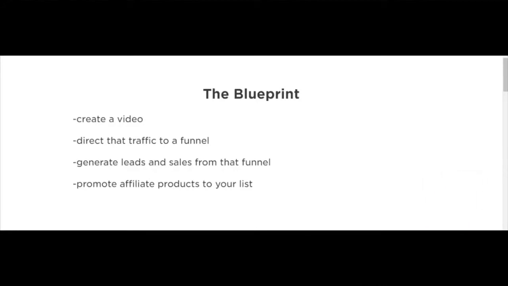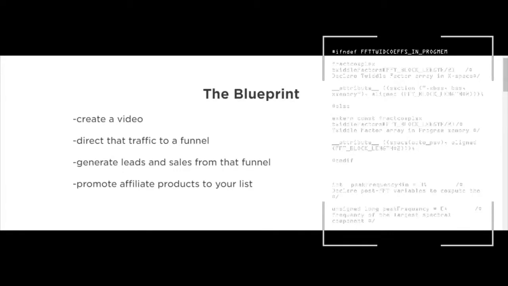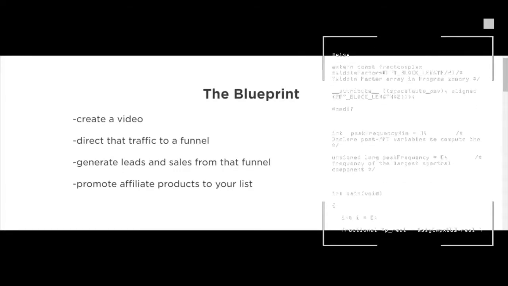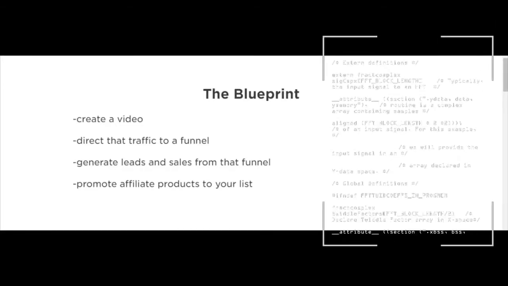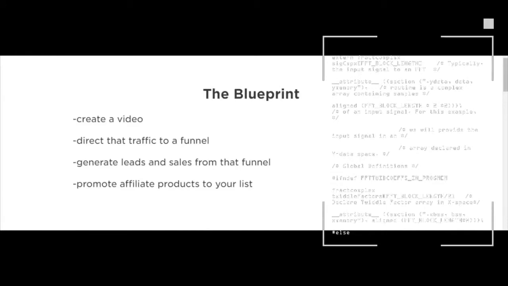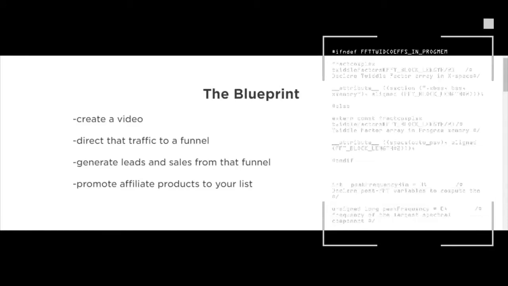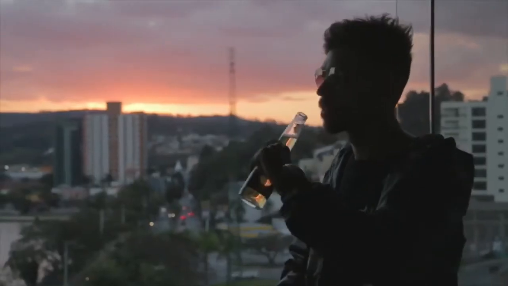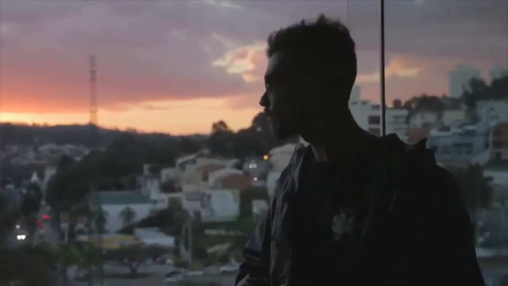Okay, so basically you're going to be generating leads and sales from that funnel, and then once you have these leads, you could promote affiliate products to them on a daily basis or a weekly basis, depending on how comfortable you are promoting or emailing your list. Me personally, I email my list every day and it provides me with a daily income. Okay, so that's the blueprint for you.